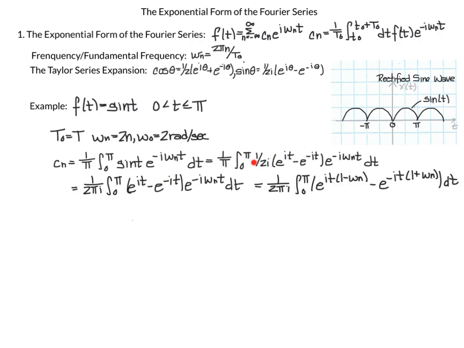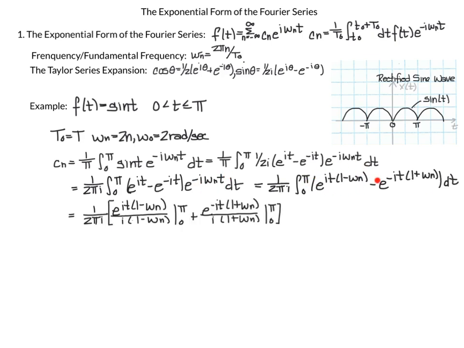Here all I did was pull my 2i outside my integral, and then the next thing I'm going to do is multiply my exponent here, my e to the minus i omega n t, times e to the it, and then times e to the minus it. So I'm going to get e to the it times 1 minus omega n over here. Then I have my minus sign, and I put a minus outside, so e to the minus it times 1 plus omega n.